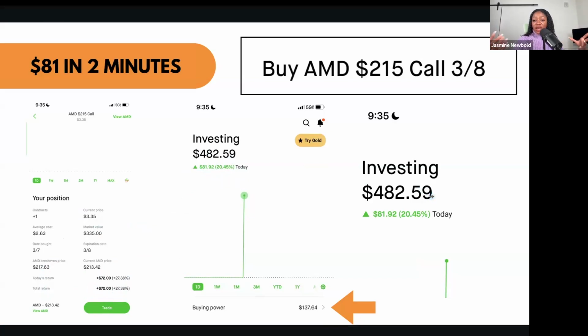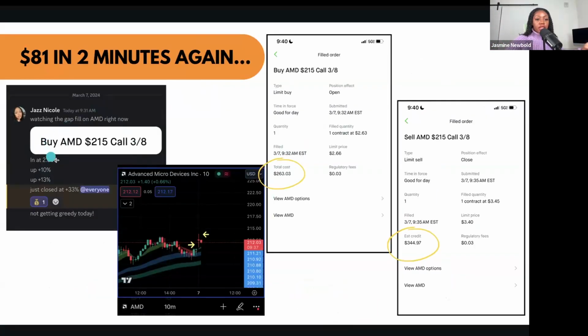AMD on this day on the 7th was just running up like crazy. Watching the gap fill on AMD at 263. This is for the Discord group. And at 263, immediately up, up, up, up, up. This was the move right here, very, very small, but was able to buy a contract for $263 and sell it for $344. Bought it at 9:32 a.m., sold it at 9:35 a.m. on this teeny tiny move.